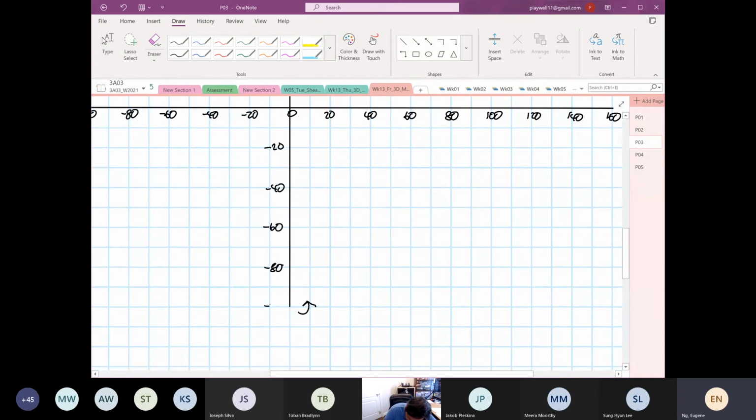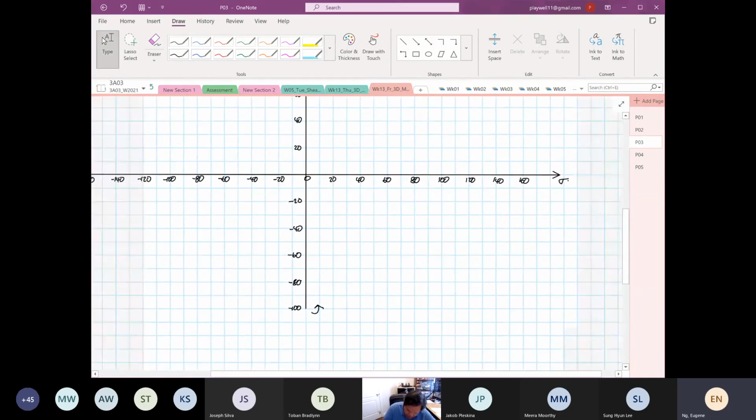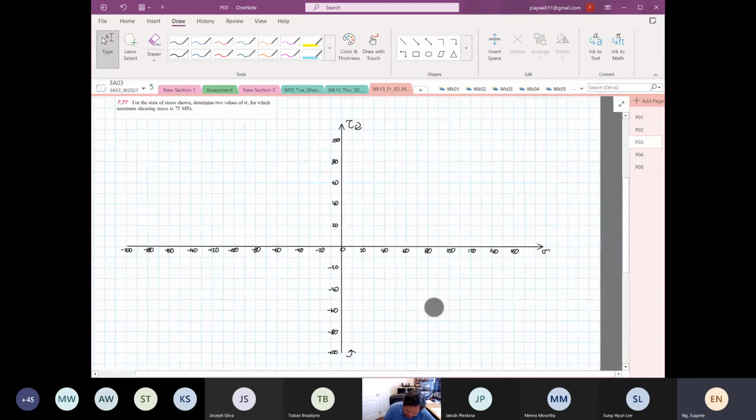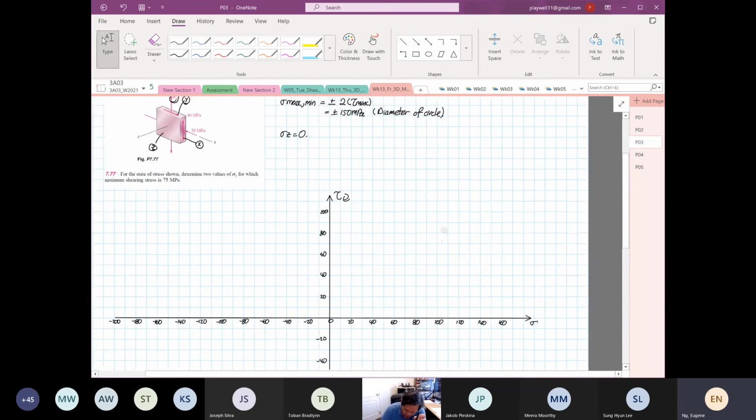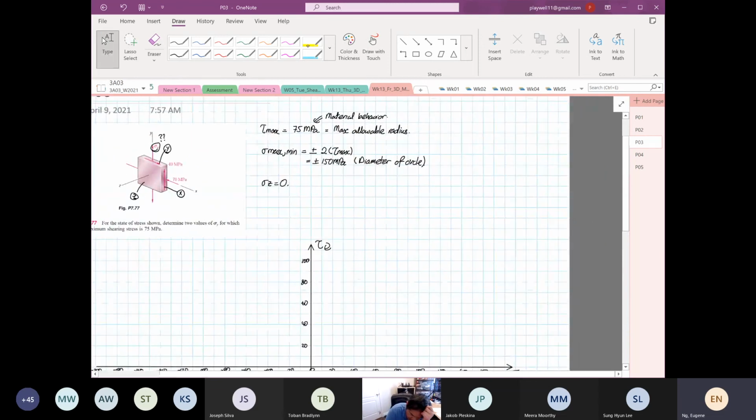Okay, minus 100. Right. So we're going to integrate material behavior into a Mohr circle. For this case, based on material behavior, we know that the maximum and minimum stress will be plus or minus 150. The maximum shear is what? 75. So we're going to draw an operating boundary.